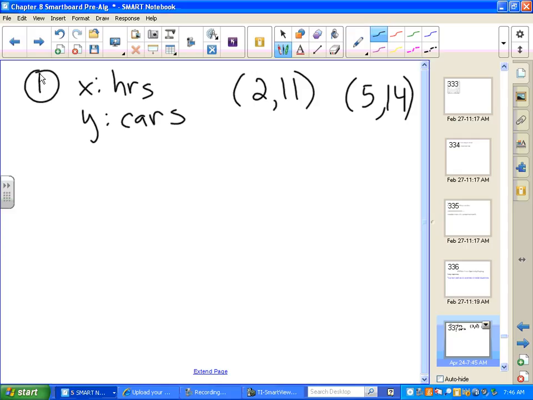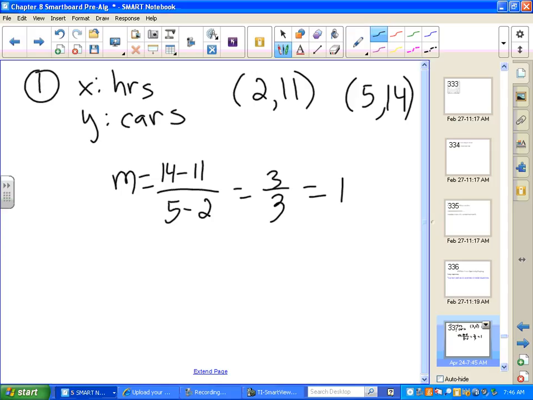So what's the first thing we do to write an equation? Doug? Good. Find slope. So we get 14 minus 11 over 5 minus 2. We get 3 over 3, which is 1. Once you have slope, Adam, then what? Good. y equals 1x plus b. Adam, how do we find b?